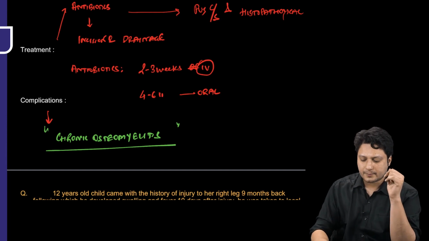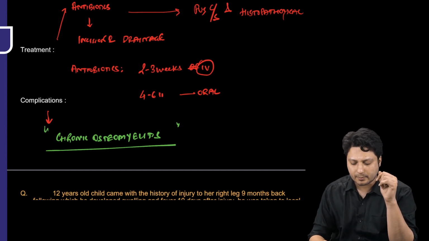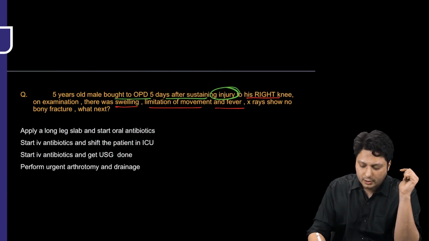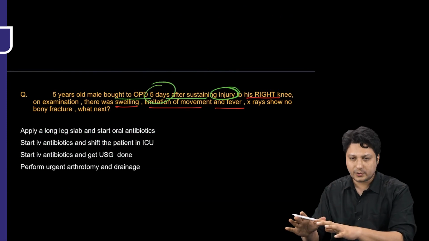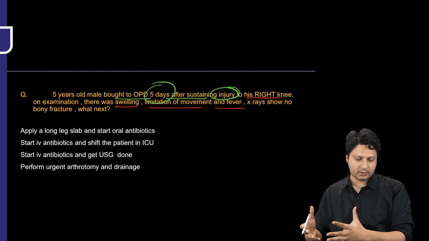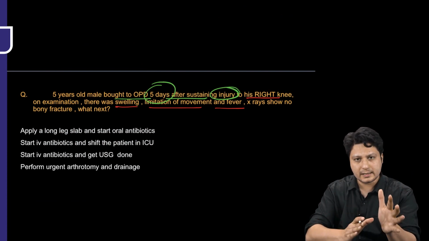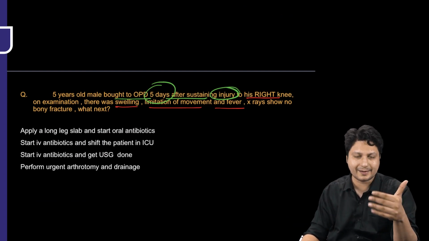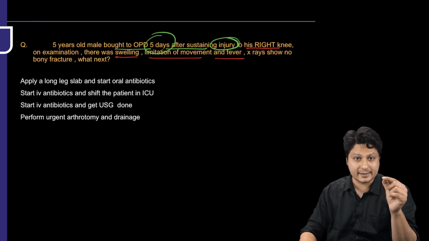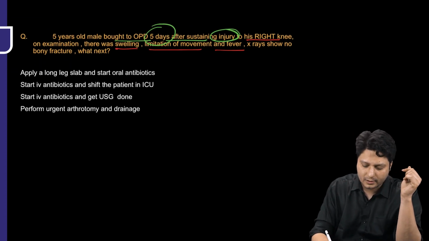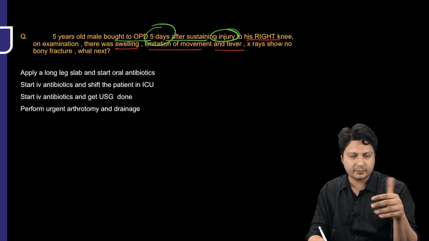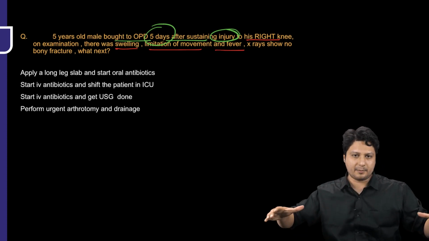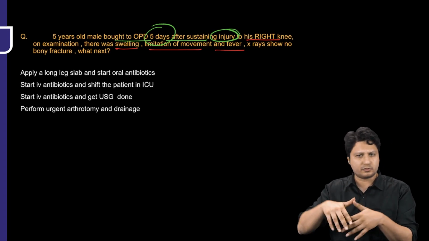Now back to the question. The sample question which I provided to you in the beginning of this topic was that a 5-year-old male was brought to the OPD 5 days after sustaining injury to his right thigh. Now you came to know why injury is important. Second, on examination, there was swelling, limitation of movement and fever, but the x-rays showed no fracture, meaning the x-rays were insignificant. So what next do you have to do? Option one: apply a long leg slab and start oral antibiotics. If you are applying a slab, then possibly you are thinking that the patient is having a soft tissue injury.